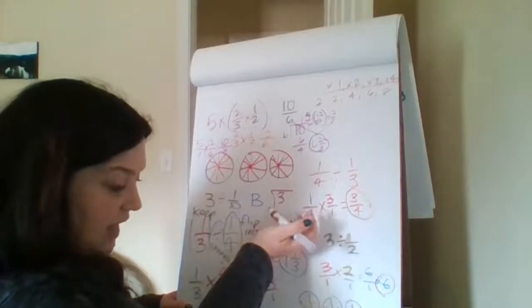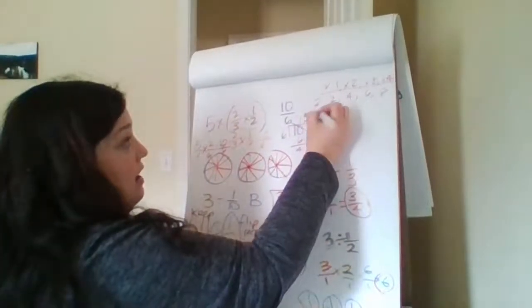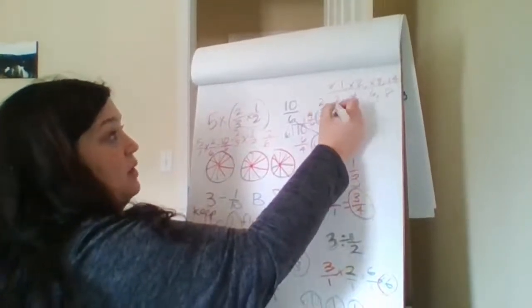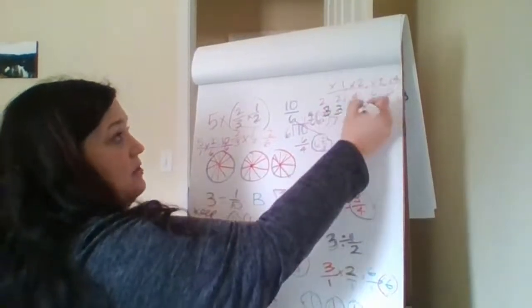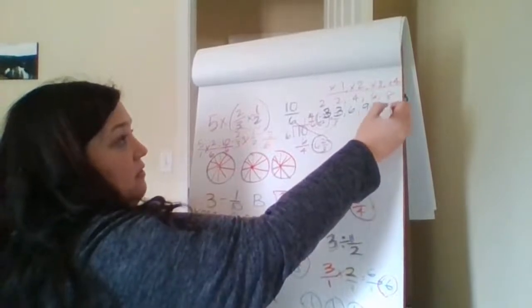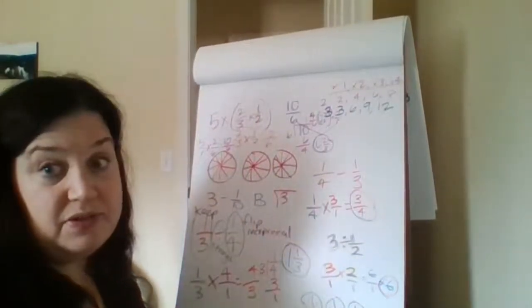And so the question's asking us, well, what are the multiples of 3? So if we start out with a 3, 3 times 1 is 3, 3 times 2 is 6, 3 times 3 is 9, 3 times 4 is 12, and that gets us to our first 4 numbers that are the multiples of 3.